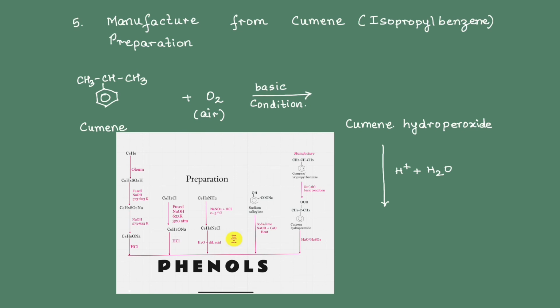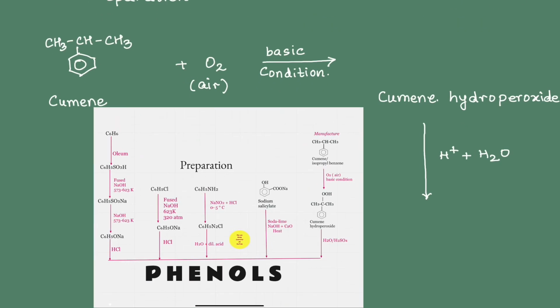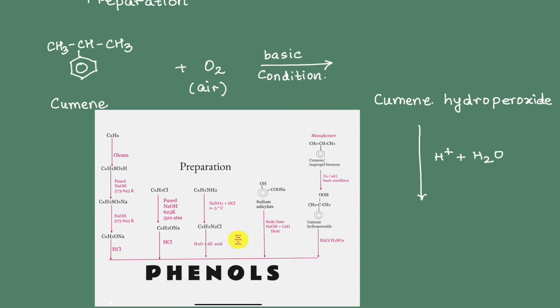Okay. And let's see our chart here. What does it tell you about the manufacture? Yes, it's a simple two-step process. You oxidize cumene using oxygen from the air, under basic conditions, to get cumene hydroperoxide. What's this peroxide? And then you acidify or hydrolyze under acidic conditions and you get the product.